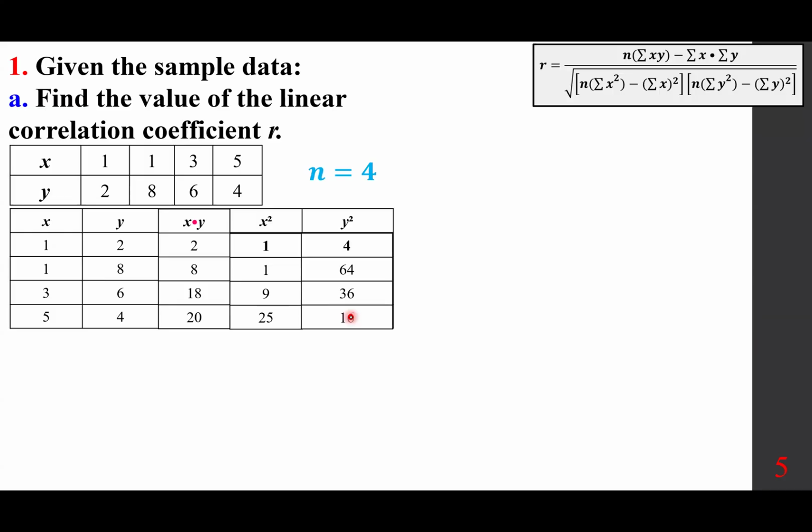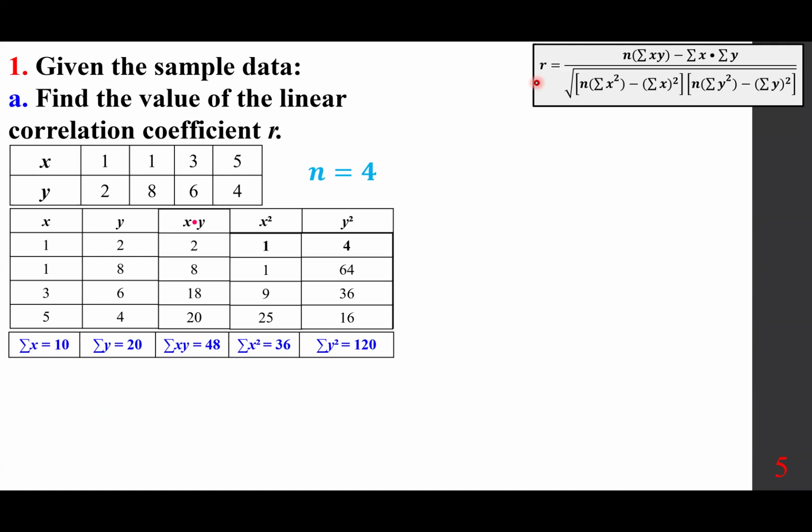Then we need all the summations. So we're going to add these numbers in the x column. We call it summation of x. So 1 plus 1, 2 plus 3, 5 plus 5 is 10. And we do exactly the same thing for each column. Summation of x, summation of y, summation of xy, summation of x squared, summation of y squared. We do all of it. We do that so we get ready for this formula. Again, as you can see, it's a little bit involved.